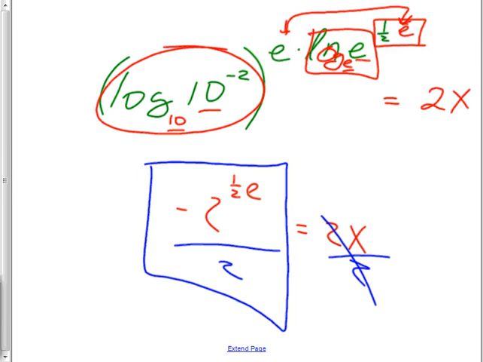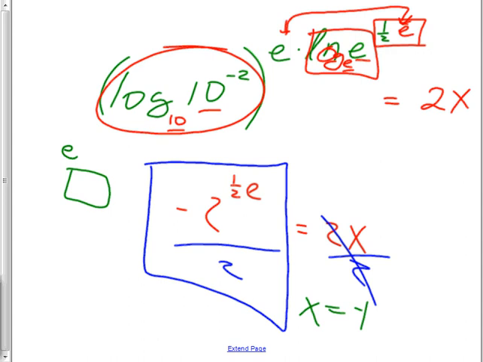I actually intended for this to not be 1/2. I misread my writing, and it should have been 1 over e. Now watch how clean that would have been. If this was 1 over e times e, what would that be? That'd be a 1, then -2 to the 1 would be -2, and -2 divided by 2 would be -1, so your answer would have been x equals -1. But because I miscopied my original problem and had a 1/2 right there, it wouldn't all simplify down nicely, so you'd have to leave it that way as your final answer.